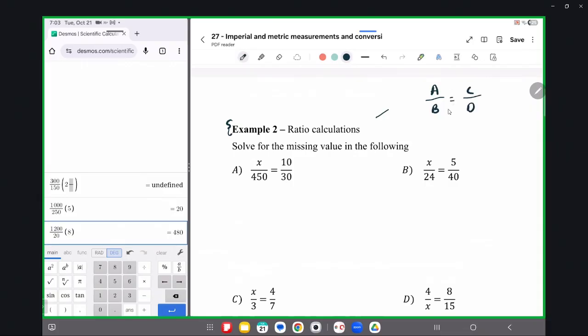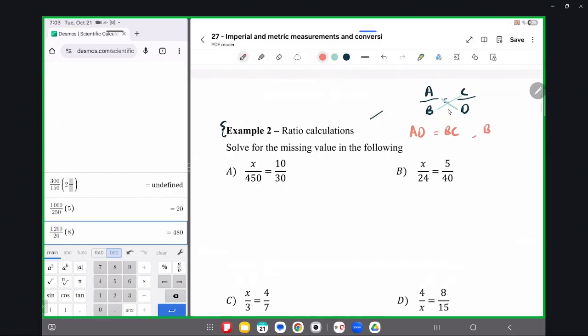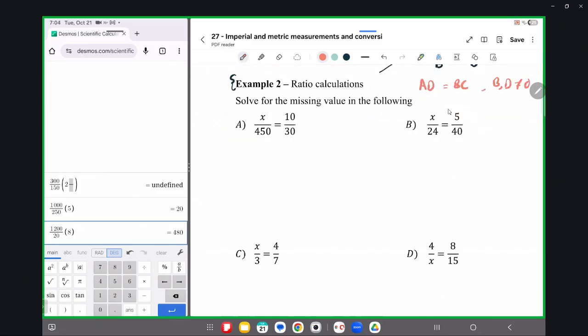And the method we're going to be using to solve these will be the means and the extremes. So essentially, you multiply the opposites together and equate them. So it'll be A times D equals B times C. The only stipulation is we say that B and D cannot be equal to 0. Then from here, we can just divide by either A or D or B or C to go ahead and isolate that variable. And that's the strategy for all of these.